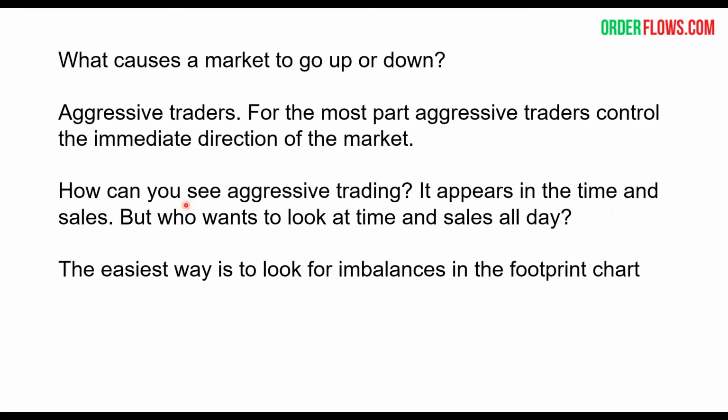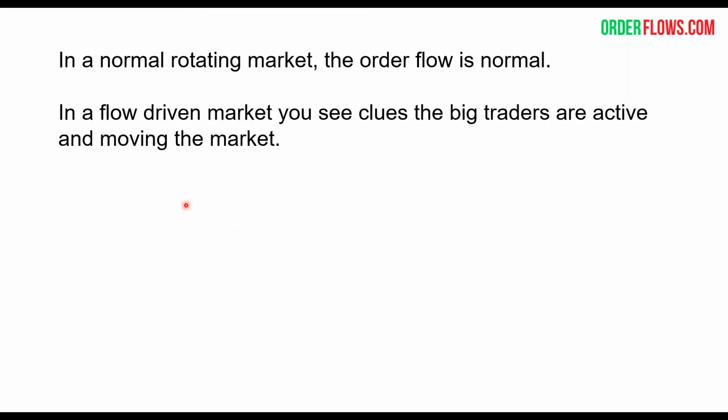What causes markets to go up or down is the aggressive traders, right? For the most part, aggressive traders control the immediate direction of the market. So how can you see aggressive trading? Well, it appears in the time and sales, but who wants to look at the time and sales all day, right? The easiest way is to look for imbalances in the order flow.